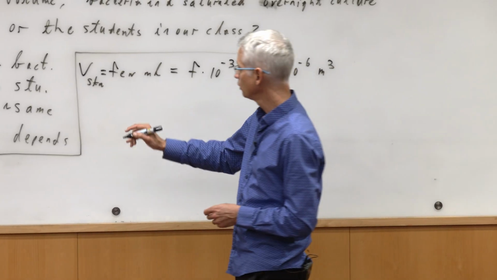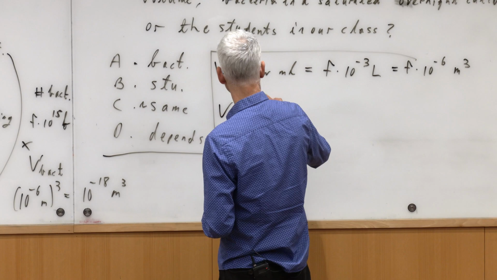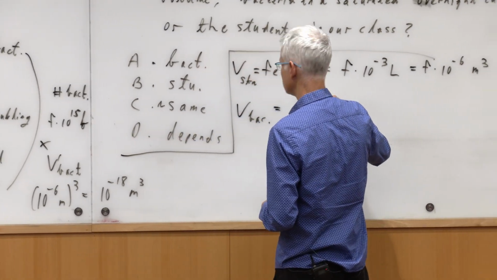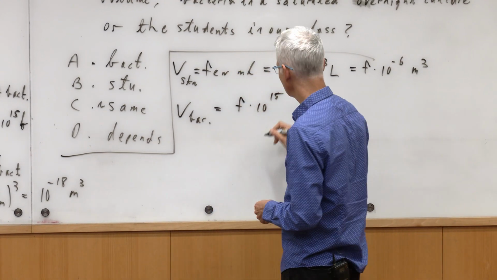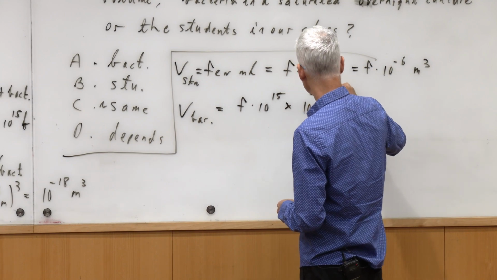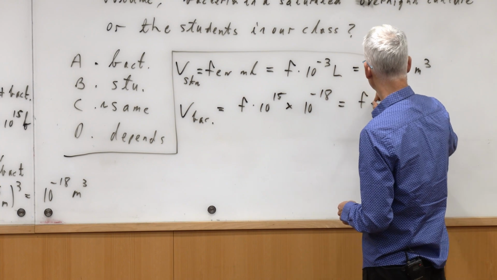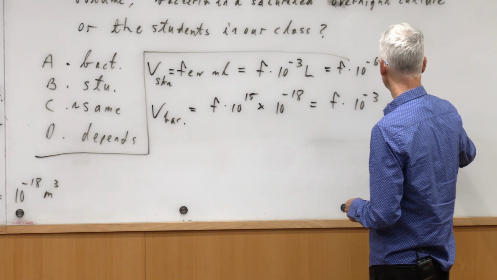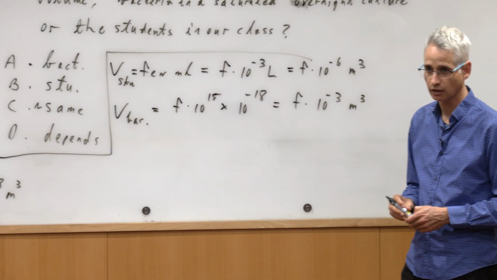What did we get for the volume of the bacteria? So we had a few times 10 to the 15, times 10 to the minus 18. So we're getting a few times 10 to the minus 3 meter cubed. Right?